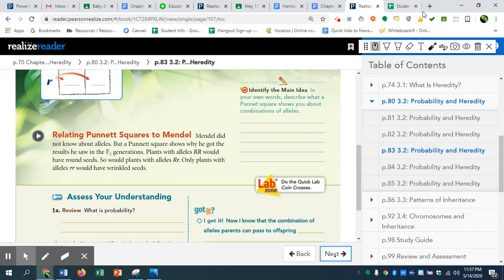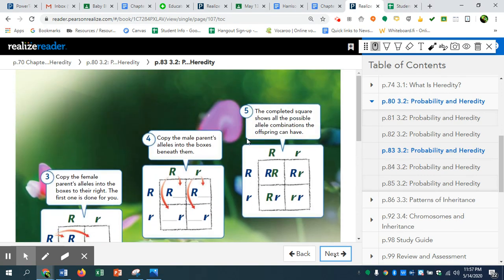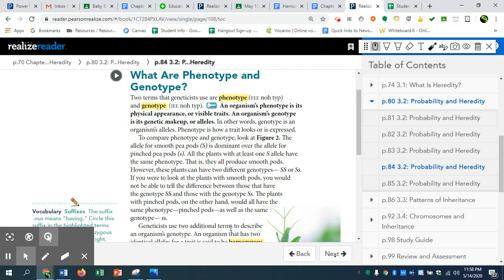So let's see here, figure 2. We're on page 84 now in our workbook. Let's talk about these two terms, phenotype and genotype. There are 2 terms that geneticists use: phenotype and genotype. An organism's phenotype is its physical appearance, or what you see. So when you look at someone, you're seeing their phenotype. And an organism's genotype is its genetic makeup, or the alleles.